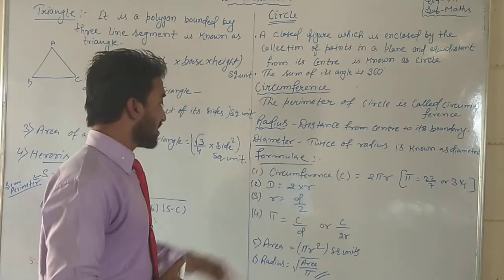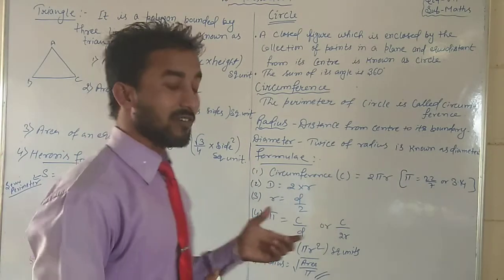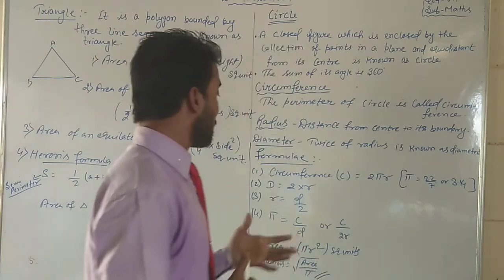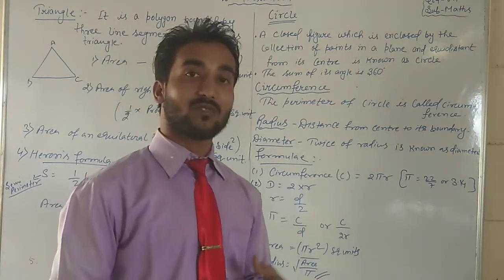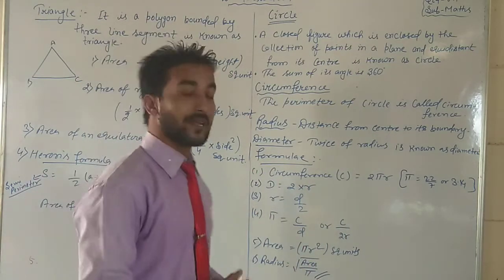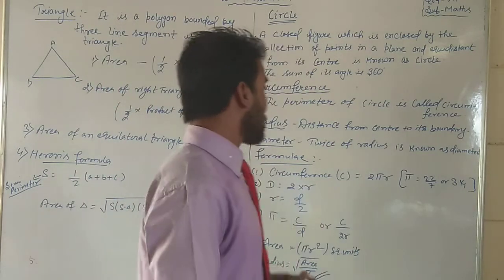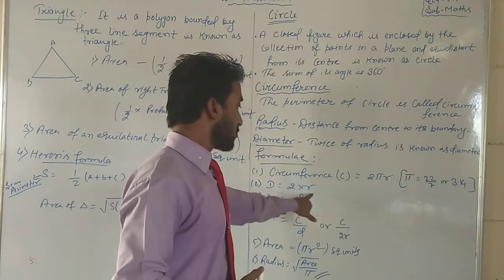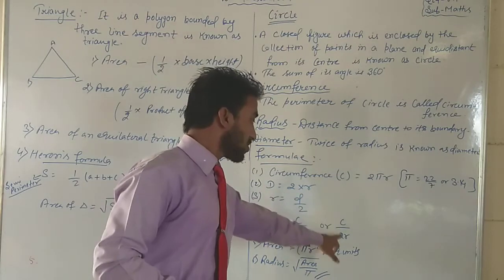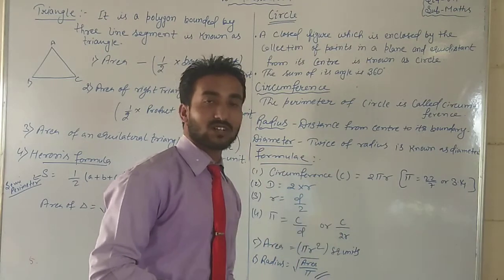Next, if you have to find the value of pi, what will you do? Simple, you will do circumference by d. Circumference by d. Since c is equal to 2 pi r and d is equal to 2 r, pi is equal to c by d. Here c is the circumference.